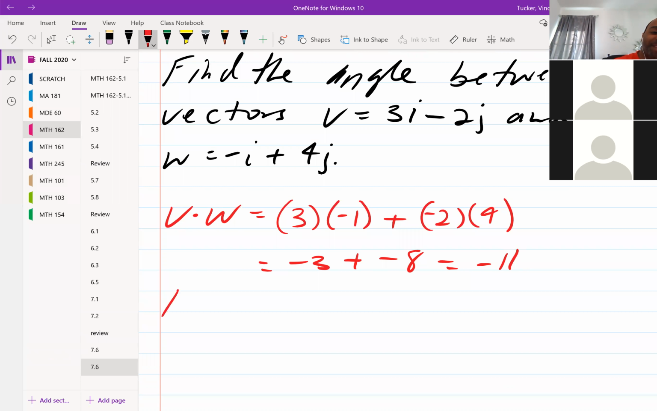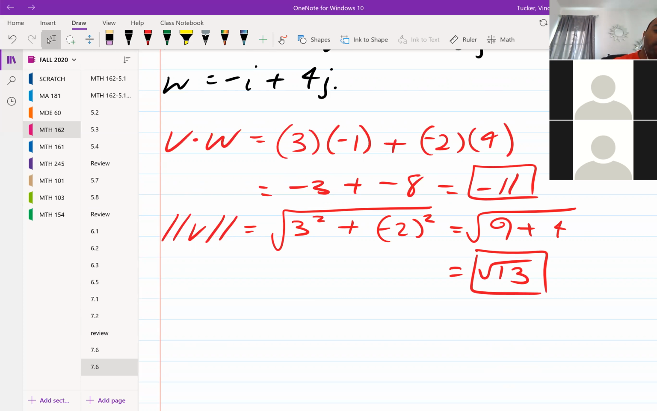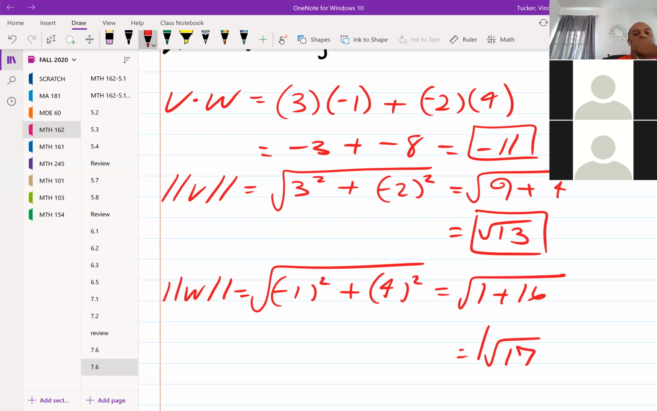All right. Then the magnitude of vector V, we're going to square 3 plus square -2, and take the square root of that. That's 9 plus 4, square root of 13. And then magnitude of W, excuse me, -1 squared, 4 squared, so 1 plus 16, square root of 17. So before we take all three pieces and put it into the formula, any questions?